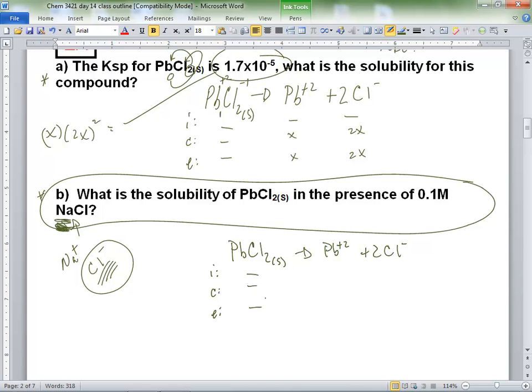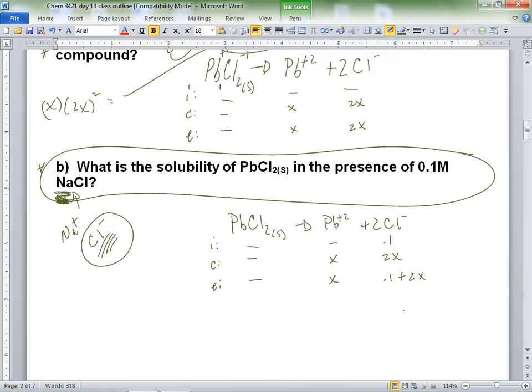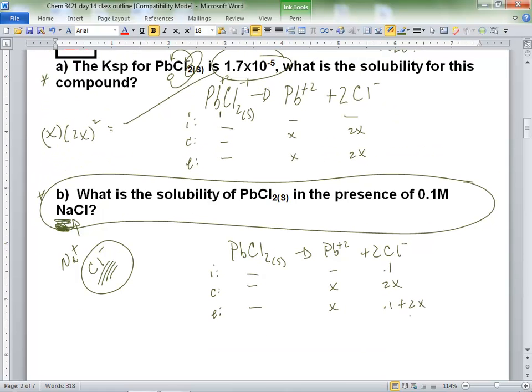So now I have numbers to put in the initial row. Do I put a 0.1 or a 0.2 there since I have 2 chlorides? 0.1. The concentration is 0.1, so that's what you put in there. All right? x and 2x, x and 0.1 plus 2x. Remember doing this? Then you have to substitute it all into Ksp. What was Ksp? 1.7 times 10 to the negative 5.